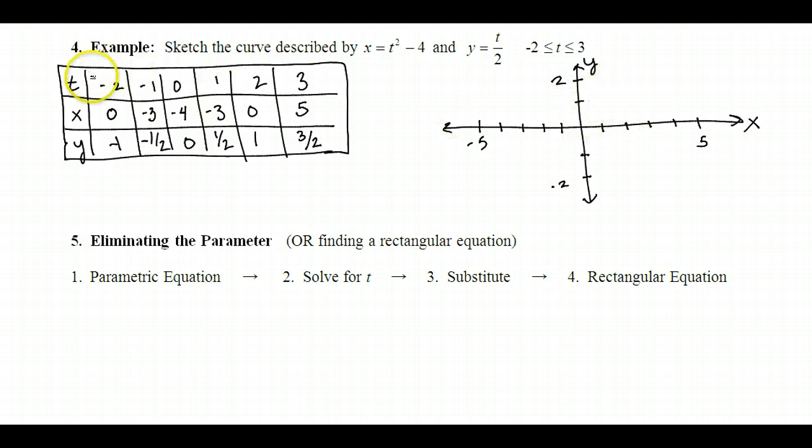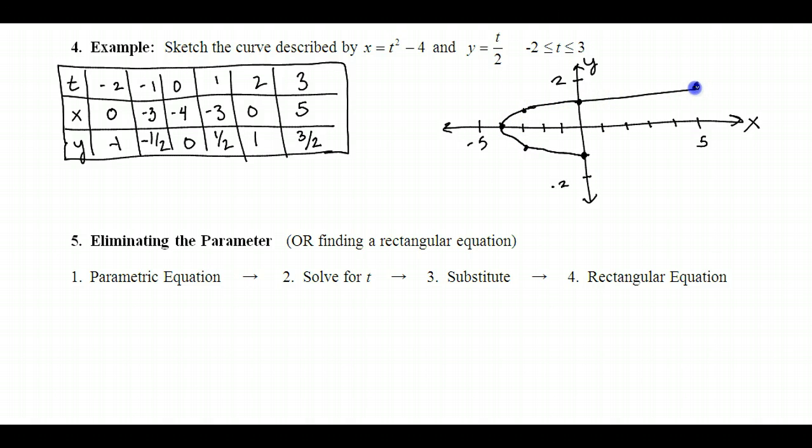And then plugging in my points, I have 0, -1, -3, -0.5, -4, 0, -3, +0.5, 0, 1, 5, 3/2. And we connect our points in the order as we plotted them from left to right according to our table, and that tells us our orientation. So we graph it and it looks like this.